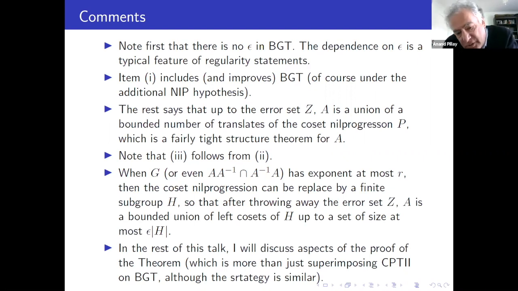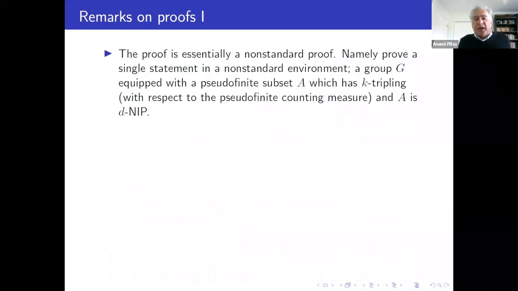I can't say that word. Strategy. Okay, it's different, similar. Now, the proof is basically a non-standard proof. What does non-standard mean? This is what Hrushovski was doing in his approximate subgroups paper: you prove a single statement in a non-standard environment. Non-standard means you have a group G equipped with a pseudo-finite subset A, which has K tripling with respect to the so-called pseudo-finite counting measure, and A is NIP. So maybe I'll say a few brief words about what I mean.